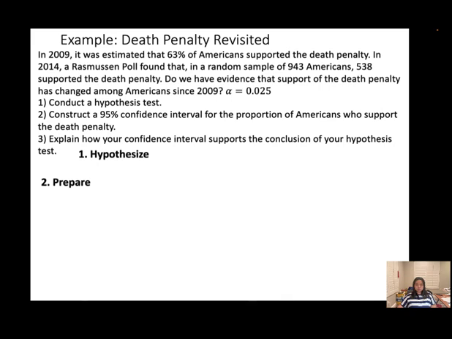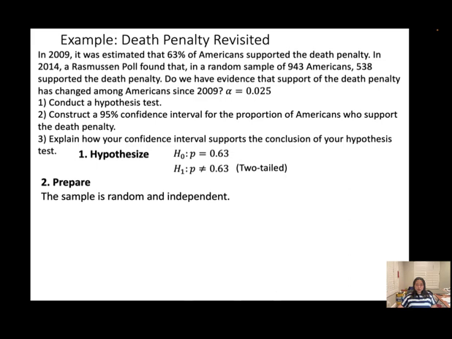Okay, check your work. Hypotheses: first, state the null hypothesis. This is talking about the population proportion, so p equals 0.63. Then the claim statement: the support for the death penalty has changed. So that will not be less than or greater than, but not equal to. And this is going to be a two-tailed test. Now prepare for the conditions.